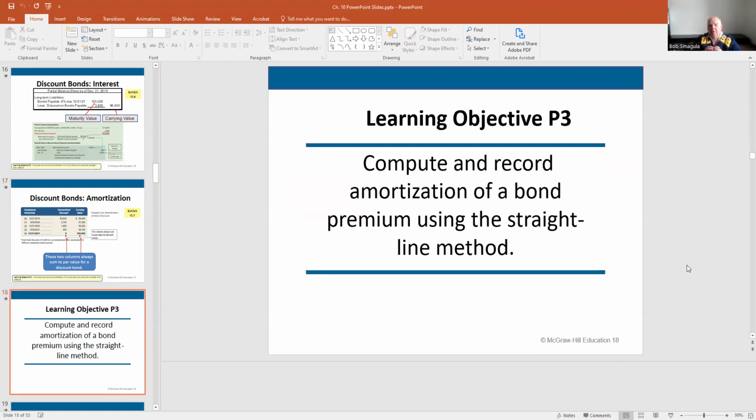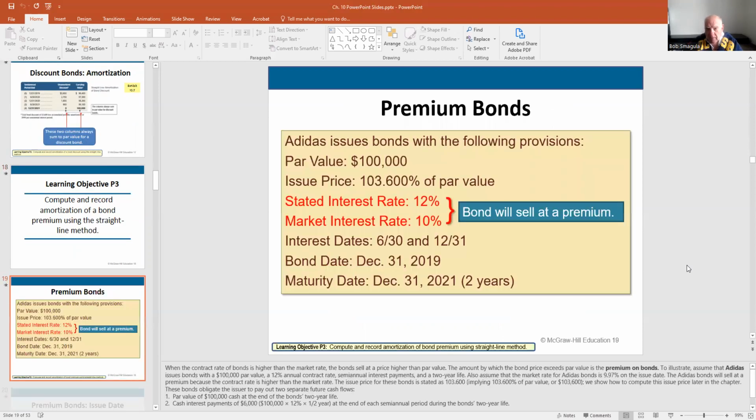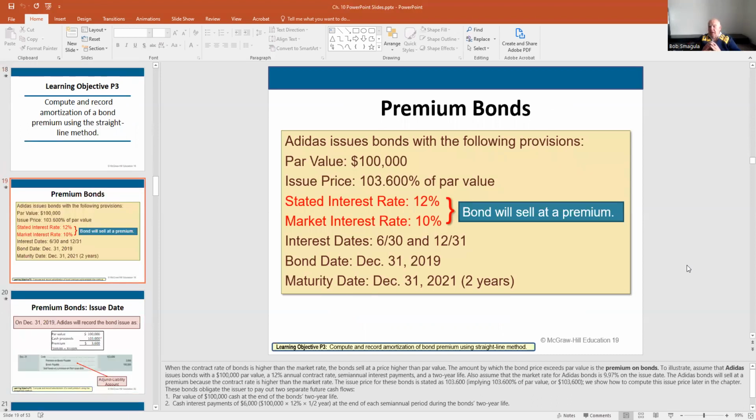Compute and record amortization on a premium. Okay, a premium. A premium is the opposite of a discount. Discount means we only got $96,400, right? A premium means we got more than $100,000. We are paying a high interest rate that has attracted some money. So we wanted to borrow $100,000.